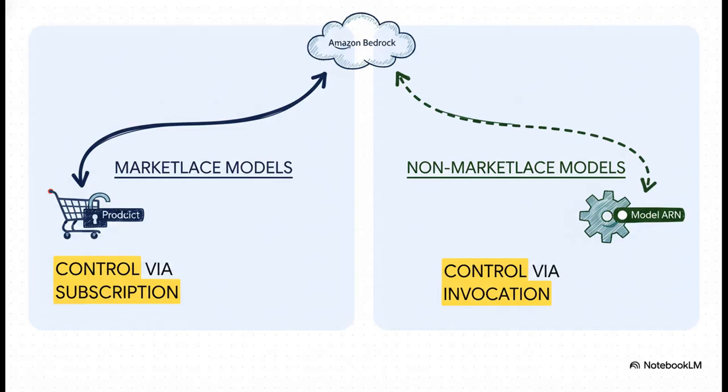And boom, this slide right here is the absolute core concept for Bedrock governance. For marketplace models, think Anthropic, Cohere, you control access by managing their subscription. The key you need for that is the product ID. Now, for the other models, like from Amazon or Meta, you control access by managing their invocation, their actual use. And for that, the key is the model ARN. And honestly, getting this difference is pretty much the key to everything.